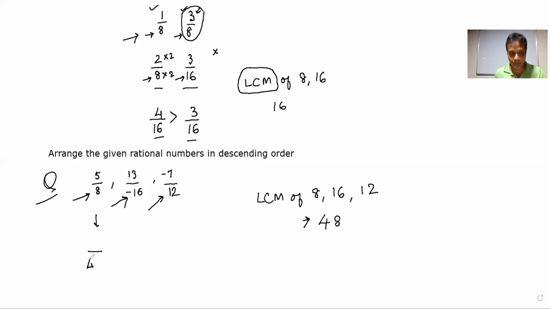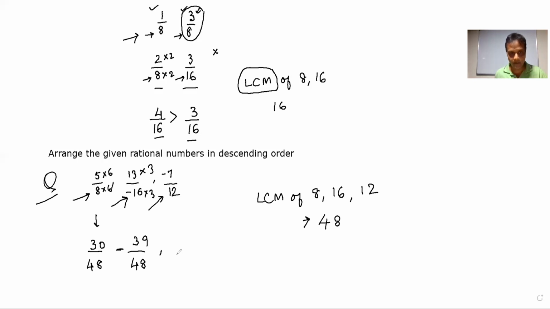Now, if I have to put the first fraction on the denominator 48, I'll have to multiply the denominator with 6. And if I'm multiplying the denominator with 6, I'll have to multiply the numerator also by 6. So the fraction becomes 30 upon 48. Second one, I have to make the denominator 48. How will I make the denominator 48? By multiplying by 3 in the denominator, so 3 in the numerator. So this becomes 48, keep the sign along, 13 3s are 39.